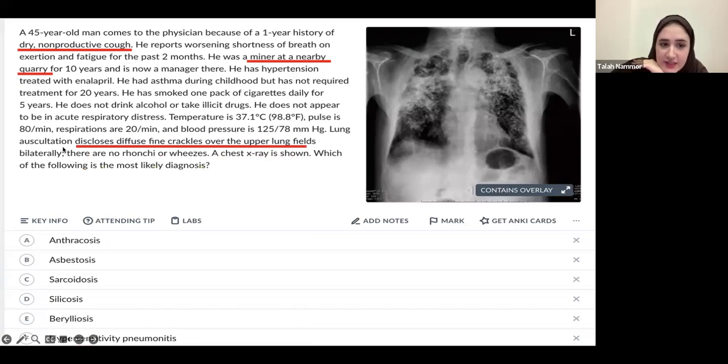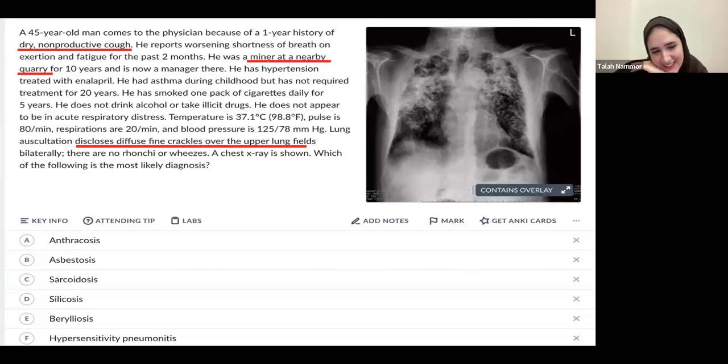When we did auscultation, we saw diffuse fine crackles over the upper lung field bilaterally. He was a miner, guys. So what do you guys think is the issue here? Obviously, I think it's silicosis, it was upper lung. Okay, so I'm confused because it could be B or D.